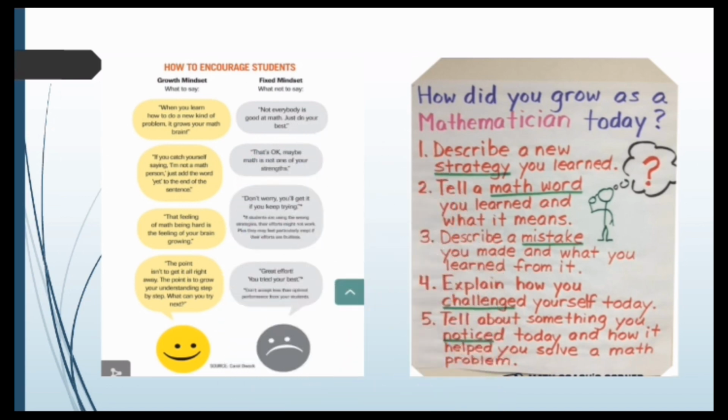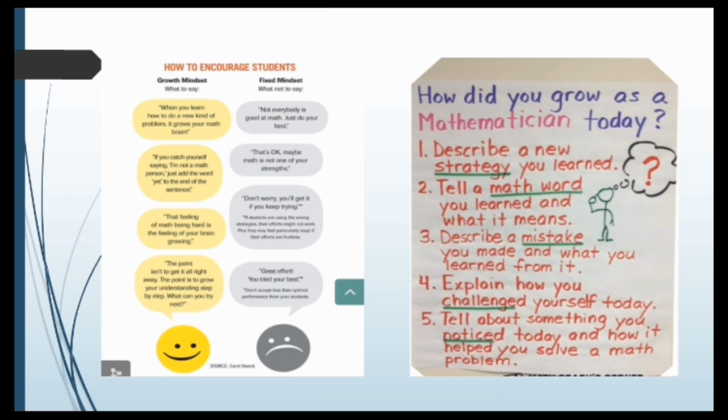How to encourage students? When you learn how to do a new kind of problem, it grows your math brain in a growth mindset. How about in a fixed mindset? Not everybody is good at math. Just do your best. If you catch yourself saying, I'm not a math person, just add the word yet to the end of the sentence. That's okay. Maybe math is not one of your strengths.